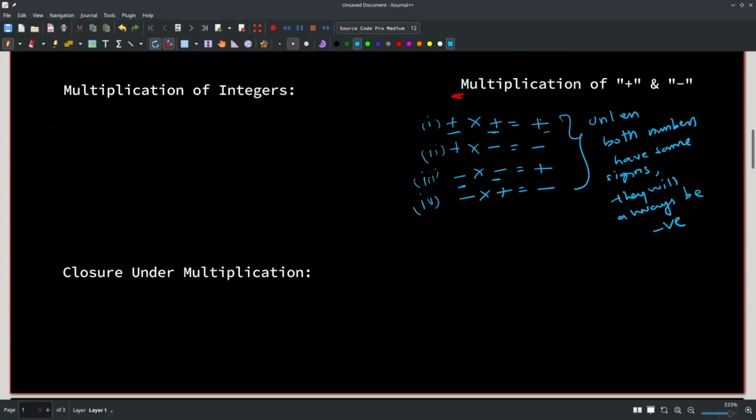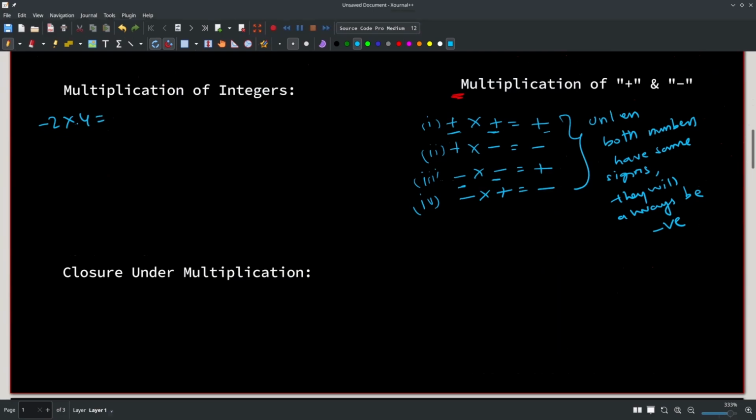So that is the concept and those are the rules. So let's figure out what the multiplication of integers looks like. Let's take minus 2 into 4. We have a negative into a positive.